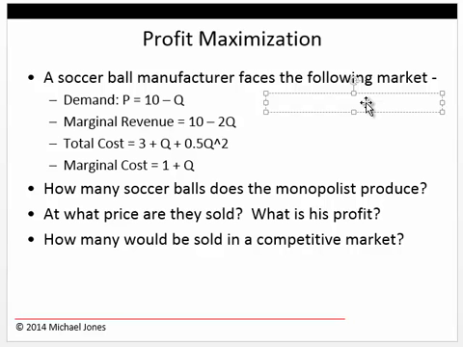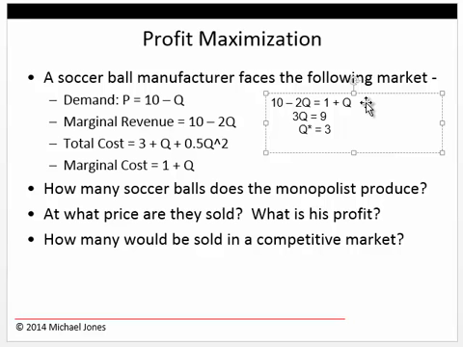1 plus Q. Now, a monopolist chooses the profit maximizing quantity, so the profit is maximized by setting the marginal revenue equal to the marginal cost. So I can set that as 10 minus 2Q is equal to the marginal cost of 1 plus Q. I simply have one equation and one unknown, and so I can rearrange the equation and solve for my Q. So 3Q is equal to 9, or Q star, which is my equilibrium quantity, is equal to 9 divided by 3, or 3.